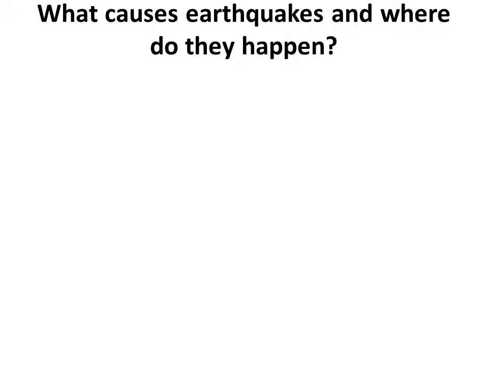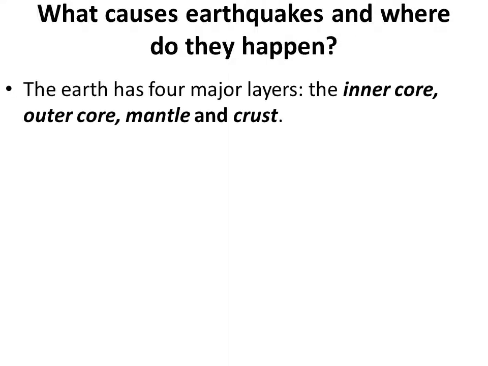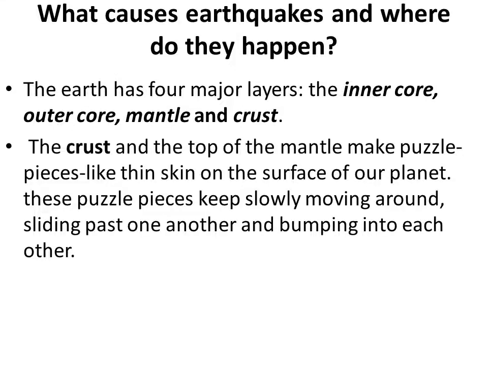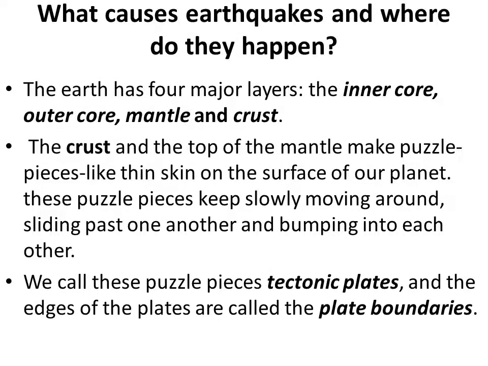So, what are the causes of earthquakes and where do they happen? Recall, Earth has four major layers: the inner core, outer core, mantle, and crust. The crust and the top of the mantle make up puzzle pieces like a thin skin on the surface of our planet. These puzzle pieces keep slowly moving around, sliding past one another and bumping into each other. We call these puzzle pieces tectonic plates, and the edges of the plates are called plate boundaries.